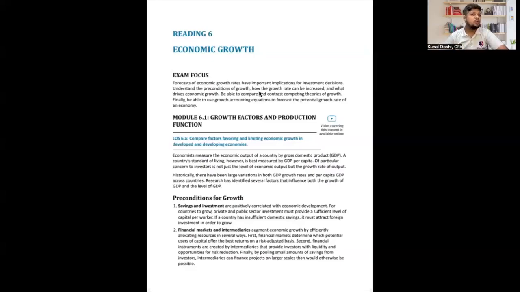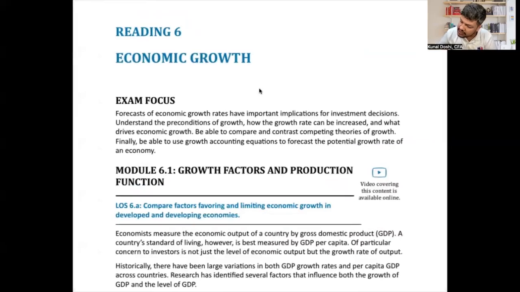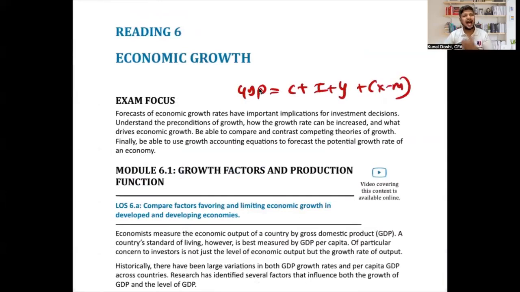Okay. Now we are going to discuss economic growth. The objective of this topic is to understand the components of GDP and GDP growth rate. Remember the GDP equation? GDP is C plus I plus G plus X minus M. C is consumption, I is investment, G is government spending, and X minus M is exports minus imports. Correct? So we are going to understand what are the factors that cause the growth rate in GDP.